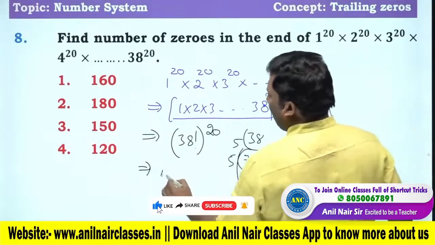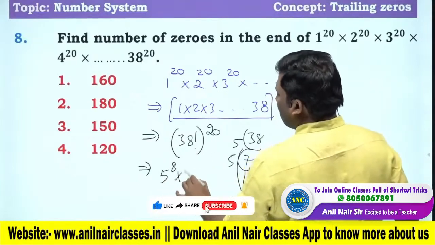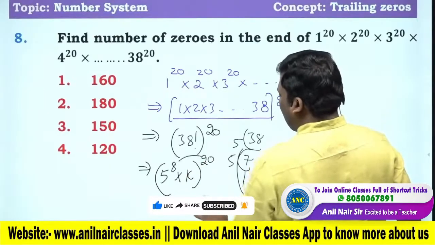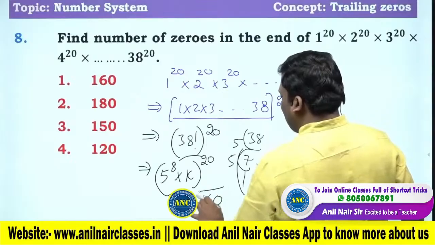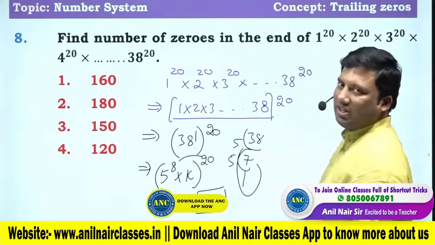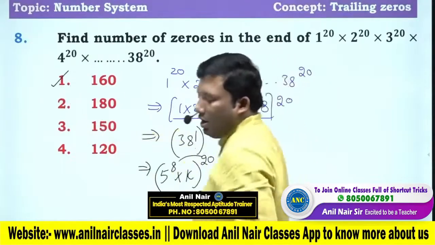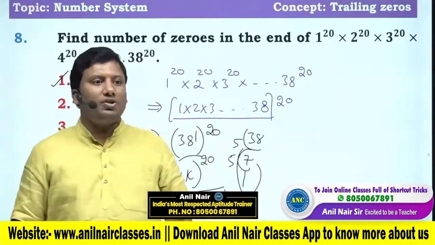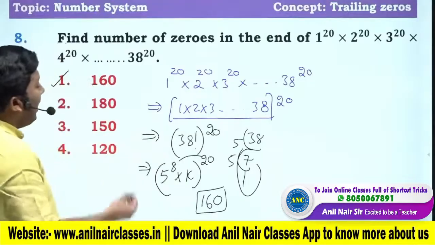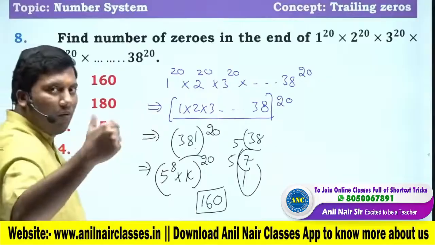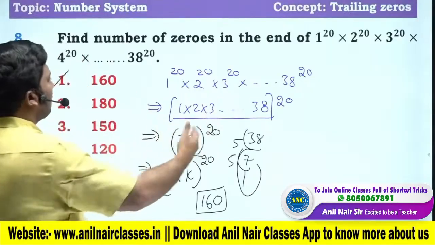7 plus 1, 8. So 5 power 8 into k power 20. A power m, power n is m into n. 8 twenties are 160. The expression is 1 power 20, 2 power 20, 3 power 20, and so on up to 38 power 20. The powers are the same here. What if they are different? That also we will solve.